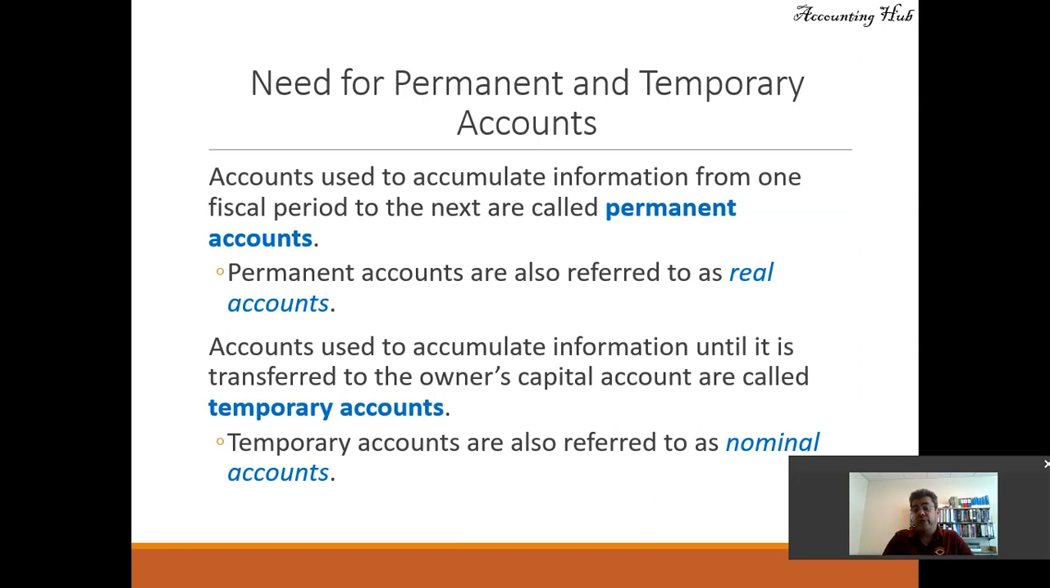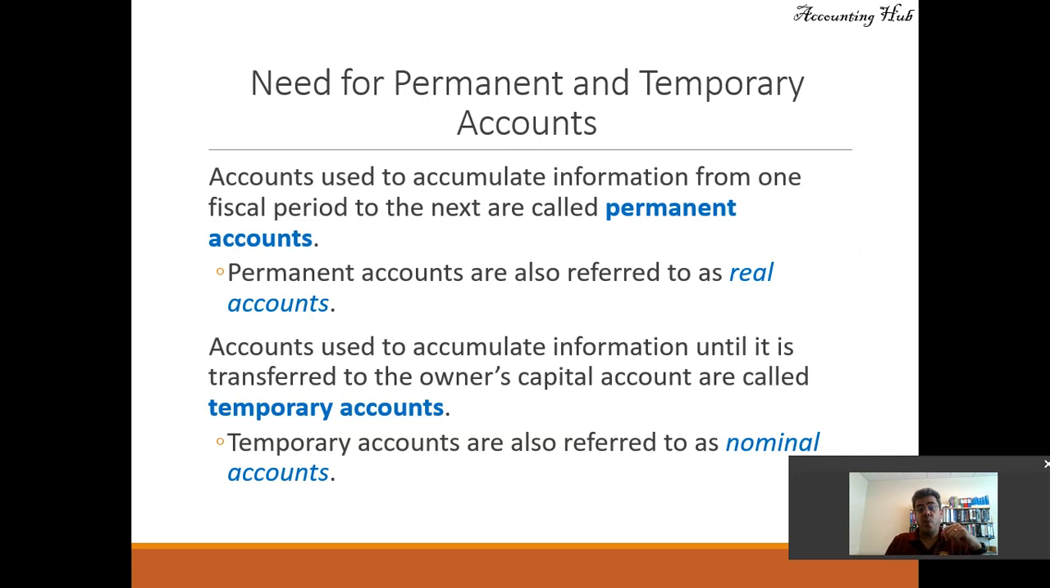If we own a vehicle on March 31st, we will keep it on April 1st. The same goes for liabilities. If I have an accounts payable on March 31st, we will keep it on April 1st. On the other hand, accounts used to accumulate information until it is transferred to the owner's capital account are called temporary or nominal accounts. These are accounts we track for a period of time: revenues and expenses, and drawing as well. My revenue for my 2021 fiscal year is $10,000. When I start the 2022 fiscal year, it goes to zero and we start all over again.